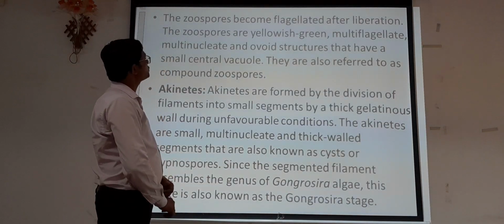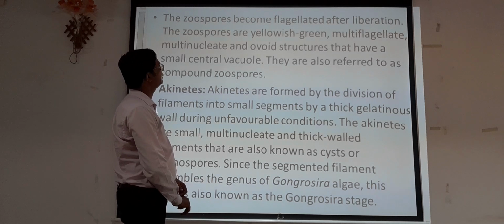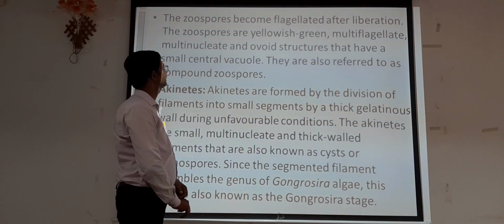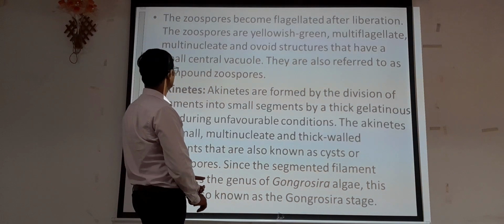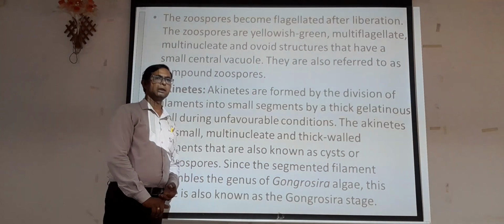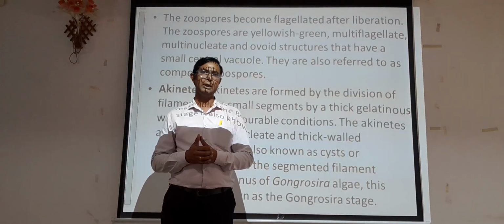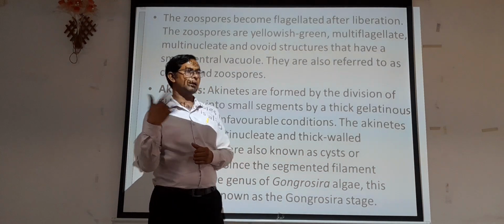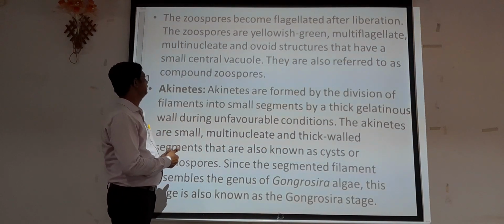Zoospores become flagellated after liberation. The zoospores are yellowish-green, multiflagellate, multinucleated, ovoid structures that have a small central vacuole. They are also referred to as compound zoospores. Before liberation, these zoospores are non-motile, but when they get liberated from the zoosporangium, they act as flagellated, or we can say motile.